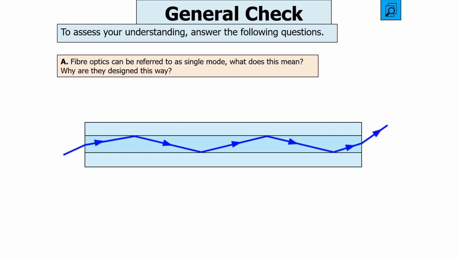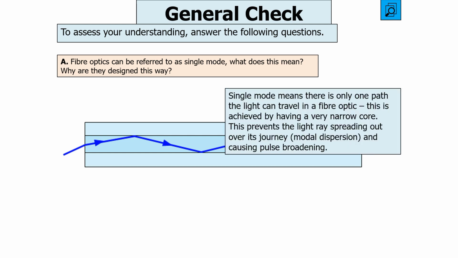Fibre optics can be referred to as a single mode. What does this mean and why are they designed this way? Pause the video now, then unpause the video when you want to go through your answer. Single mode means that there's only one path that the light can travel in the fibre optic. This is achieved by having a very narrow core. This prevents the light ray spreading out over its journey, or modal dispersion, which would cause pulse broadening.